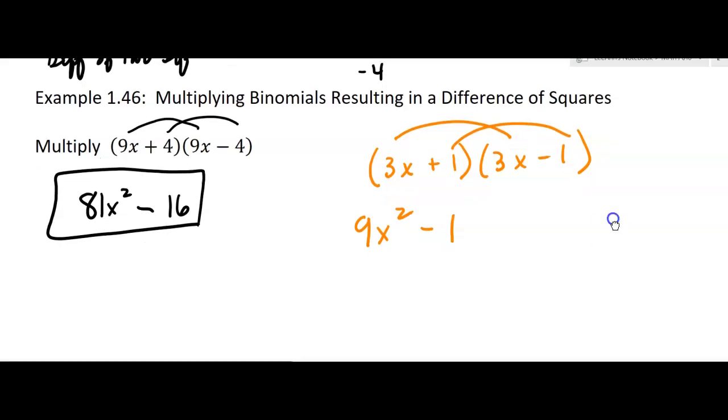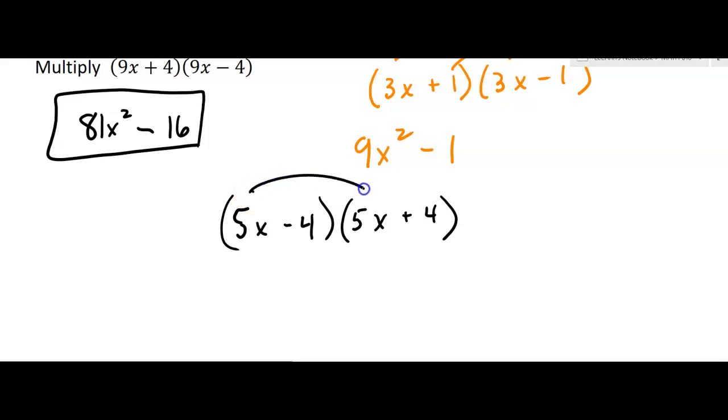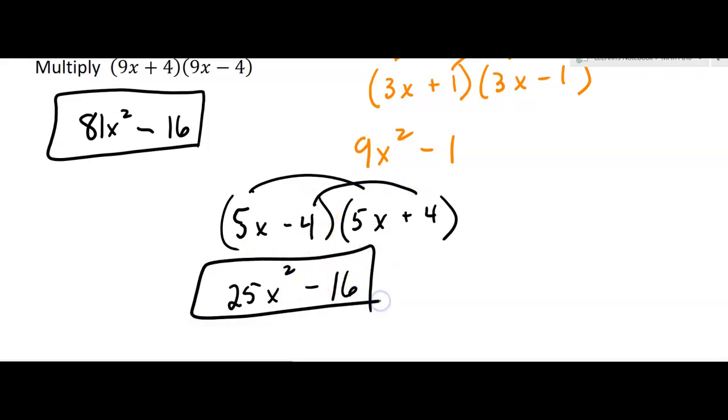One more example, just because I wanted to show you one other thing. So let's say you have 5x minus 4 times 5x plus 4. It's still the difference of squares, even though the minus one's first. You're just going to go 25x squared minus 16. Okay, well, I could keep making these up, but I won't. All right, difference of squares.